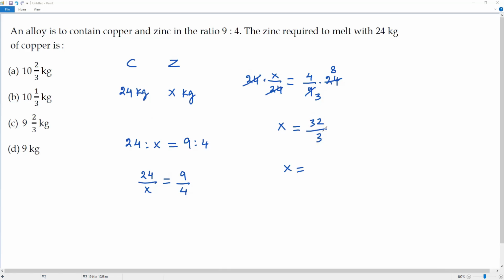We know that 3 goes into 32 10 times, and 10 times 3 is 30. So in this 32 we have 2 left. That 2 should be written over here, taking this denominator 3. Now I have converted this improper fraction to a mixed number. So we know that x represents the amount of zinc required in kilograms. So the amount of zinc required in kilograms is 10 2/3. We find this in answer choice A. The correct answer choice for this question is A.